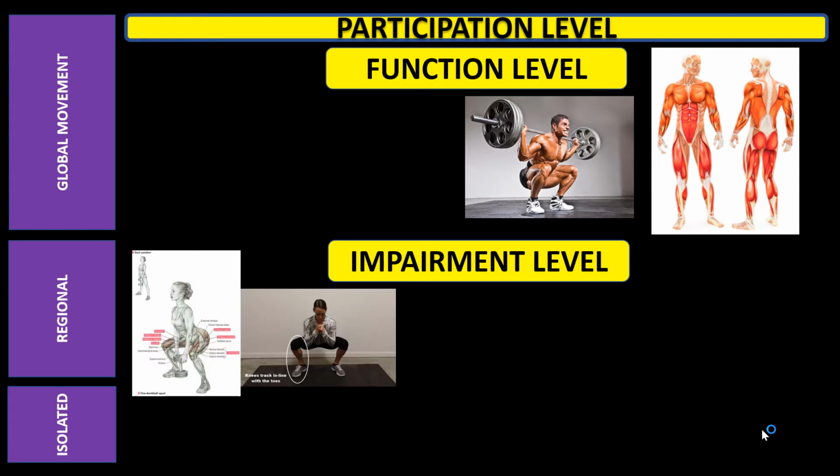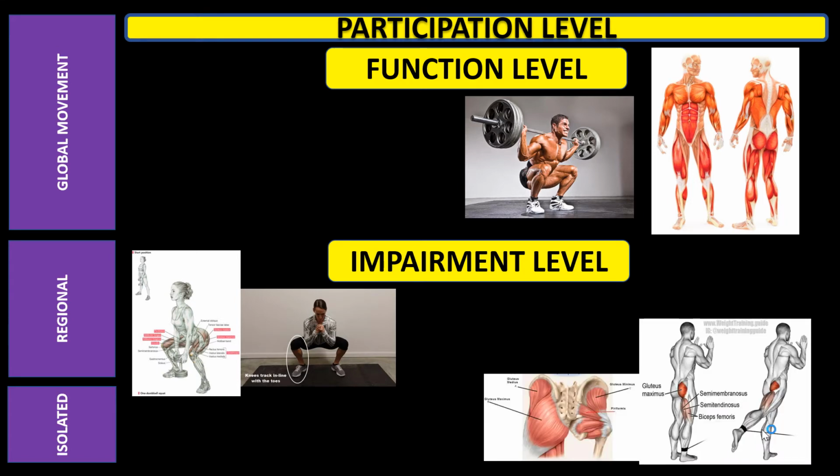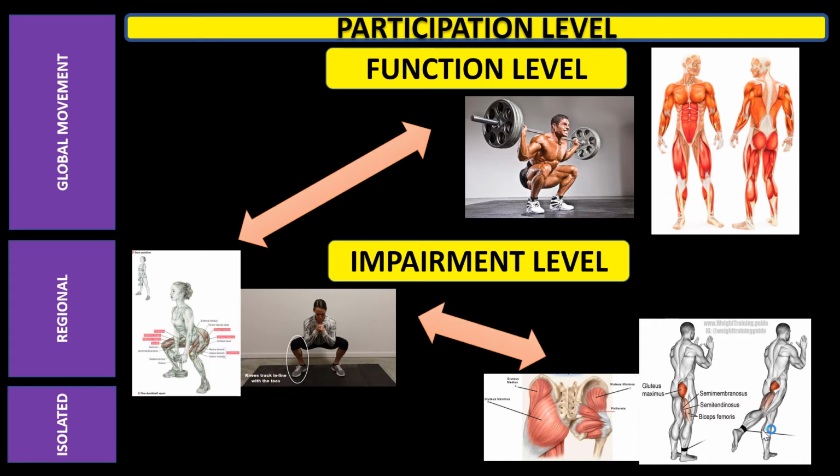At the impairment level, we might see an issue with the squatting or the sit-to-stand pattern, let's say when we talk about knee tracking. This would still be the global movement, but we might want to address something a bit more regional. So we might have exercises that focus at the impairment level on the regional level, or we might find that from an isolated perspective, this may be because of either weakness or lack of control of the hip movements as they relate to the gluteal function. And so there's certainly a relationship between all of these different levels, and we can target any of these levels when it comes to our exercise prescription.